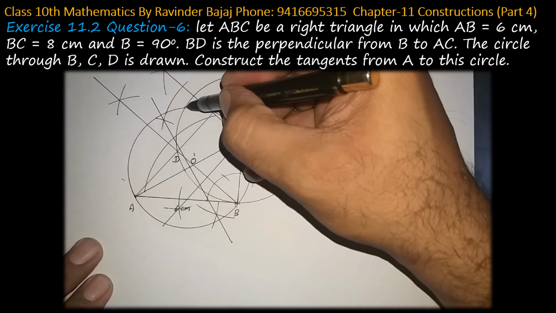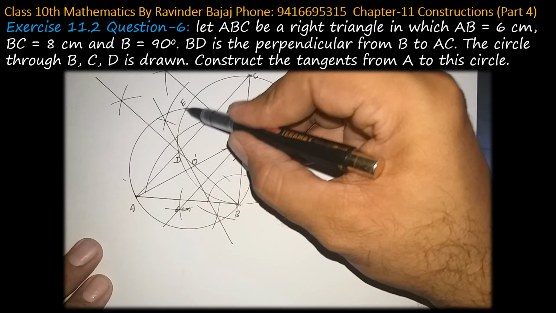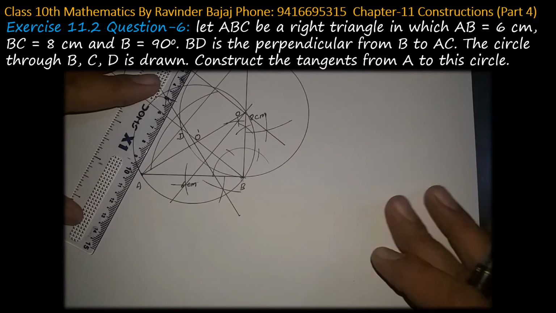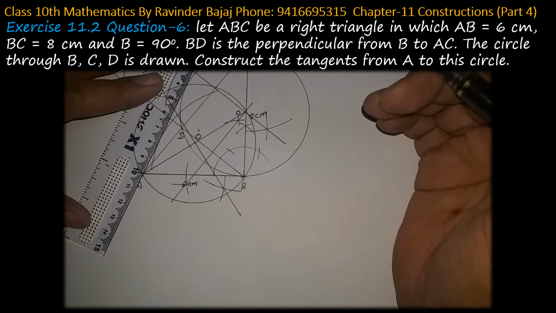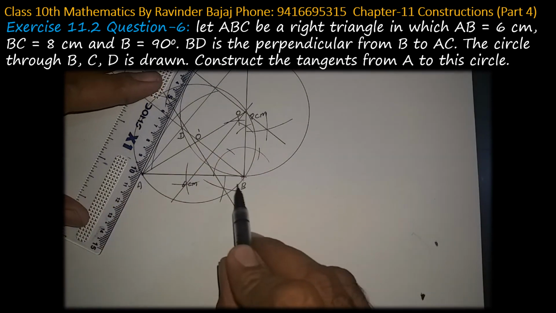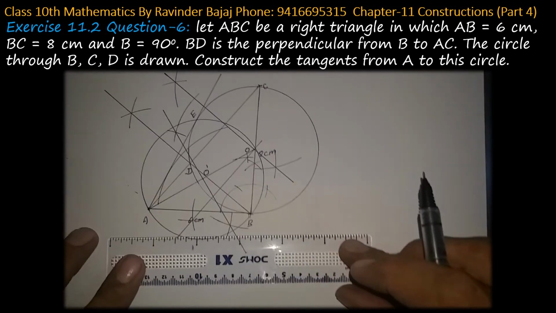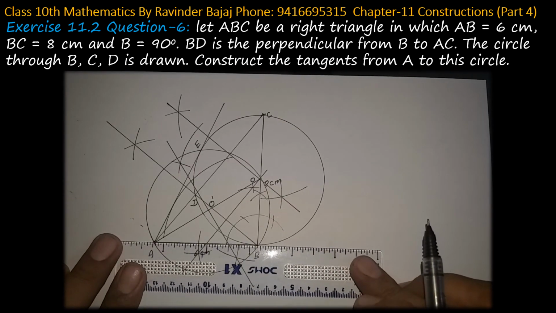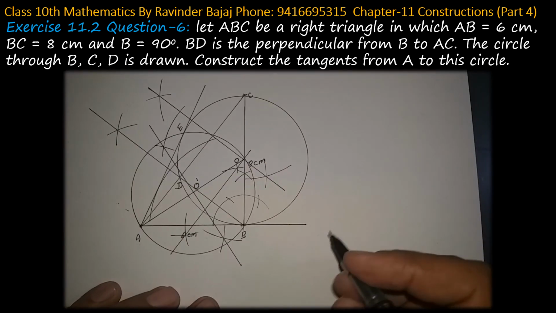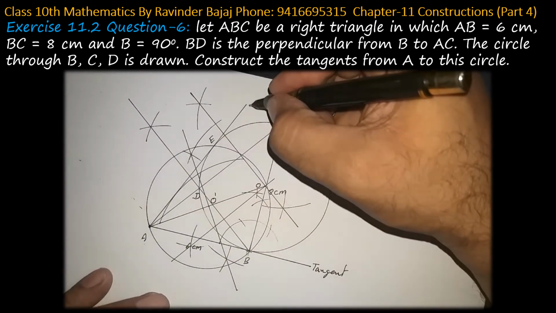So this point I'll say it is C. C's name is already given. I'm naming it E. From A to E, this is the second tangent which is required in the question. So let's join AE. And you can extend AB also to show that it is a tangent. So I'll name them. This is a tangent. This is again a tangent.